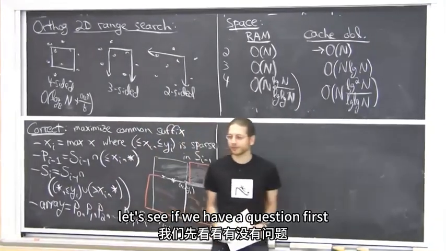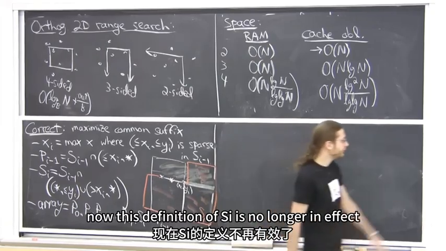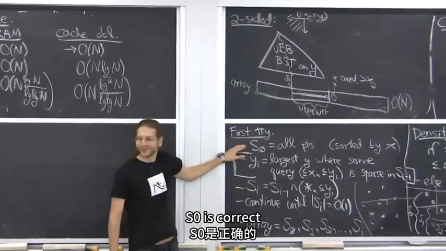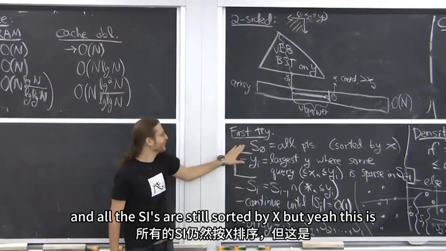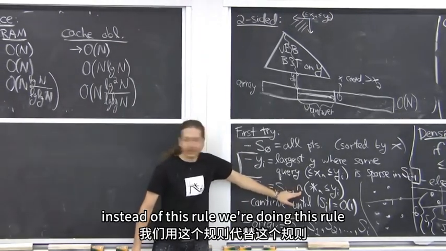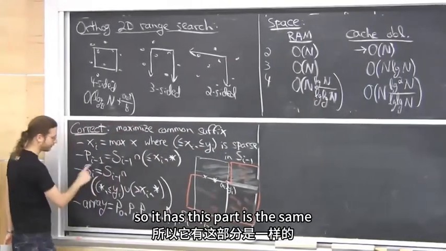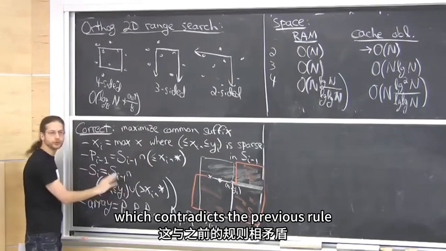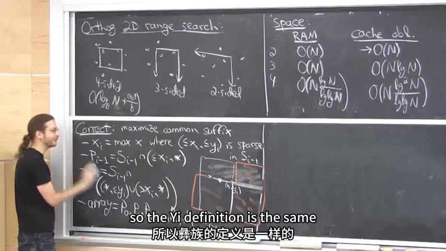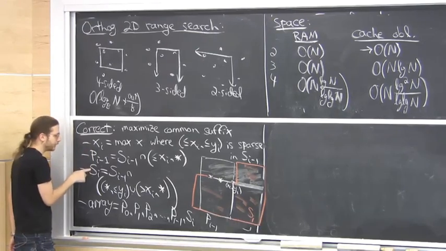Let's see, I have a question first. No, this definition of SI is no longer in effect. S0 is correct, and all the SIs are still sorted by X. But yeah, we're no longer doing this. Instead of this rule, we're doing this rule. So this part is the same, but we have this extra union, which contradicts the previous rule. So the YI definition is the same. Sorry, it's a little weird. XI is new, PI is new, and SI is new.